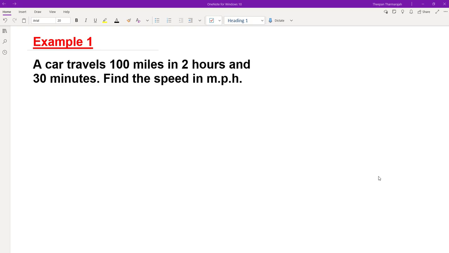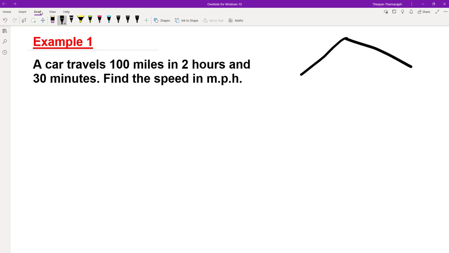In this video, we're going to look at speed. So this question says, a car travels 100 miles in 2 hours and 30 minutes. Find the speed in miles per hour. So what we do for a question like this, we first draw a triangle that you've probably met in maths and physics before. So we draw a triangle like this.